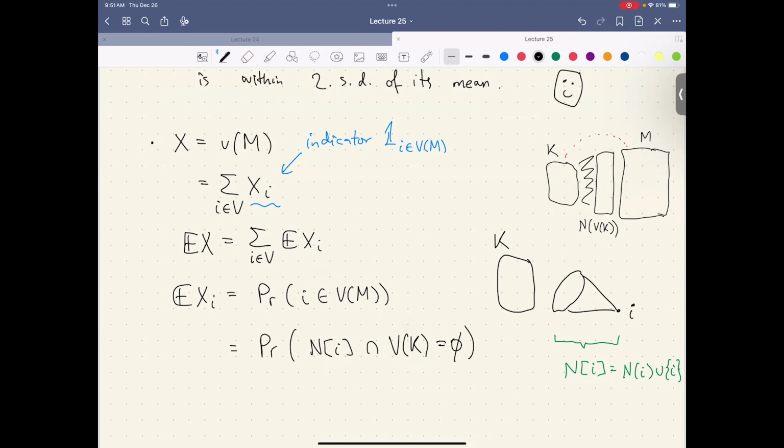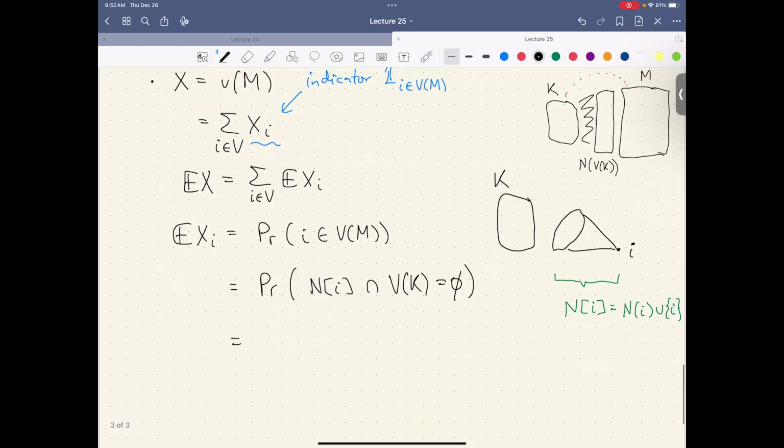What is then the probability that the closed neighborhood of i is disjoint from V of K? This is easy because K is a uniformly chosen set of little k vertices. So this probability equals, let me also write n sub i.